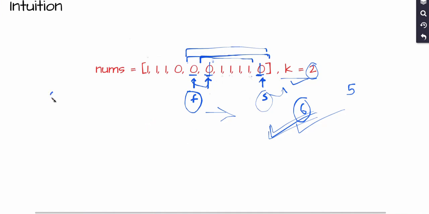Fine, and the answer for this test case would be 6. So that's how we implement the strategy. That's how we solve this problem. We just use two pointers. This is called a two pointers approach or sliding window approach.